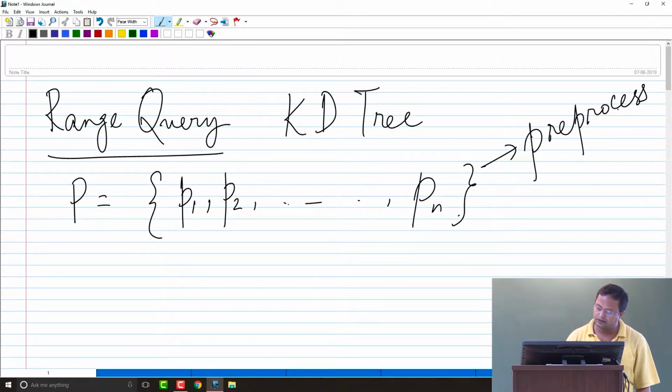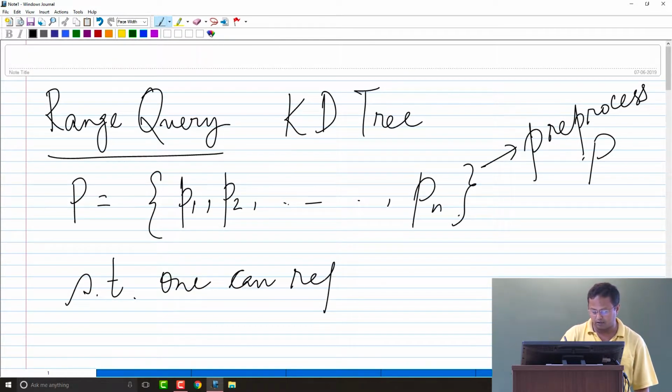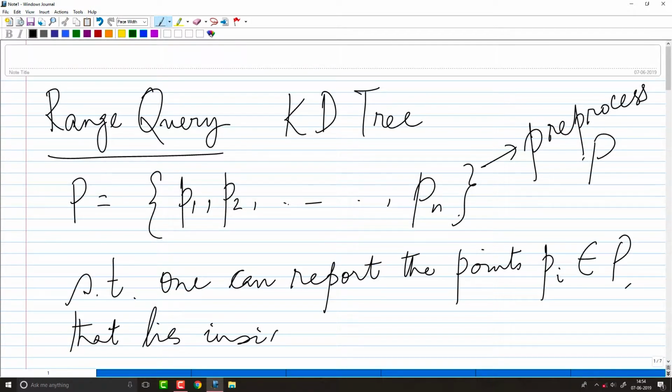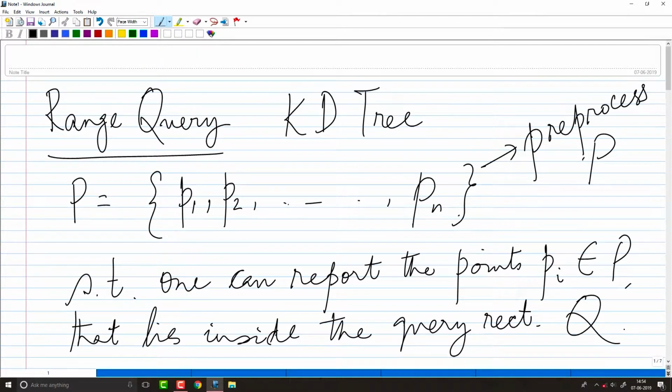You pre-process the set of points, such that, so pre-process P such that one can report the points p_i belonging to capital P that lie inside the query rectangle Q. So, given a query rectangle Q, you are asked to report all the points that lie inside.